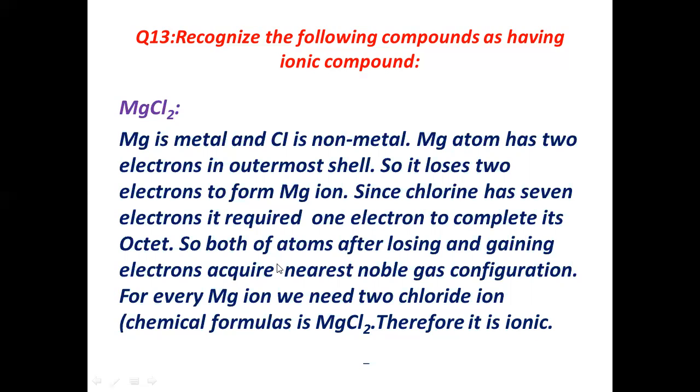The easiest way to identify whether the compound is ionic or not is to just see the magnesium and chlorine. Magnesium is a metal and chlorine is a non-metal. I told you that ionic compounds are formed by the reaction between metals and non-metals. Metal and non-metal will combine together, will form an ionic bond, and the compound is called an ionic compound.